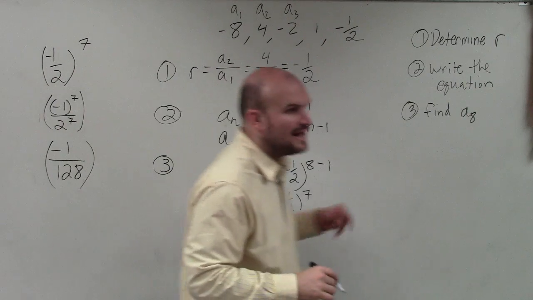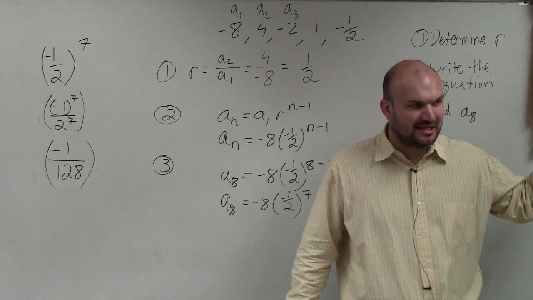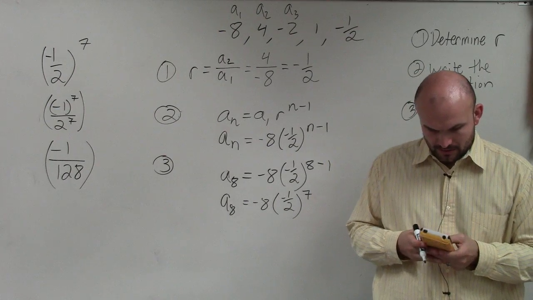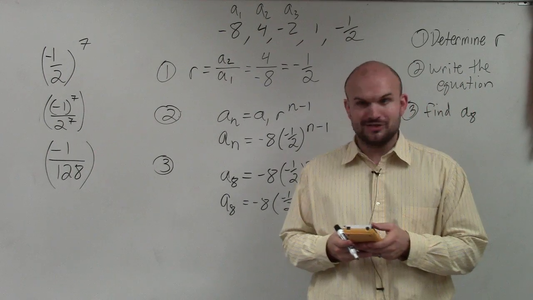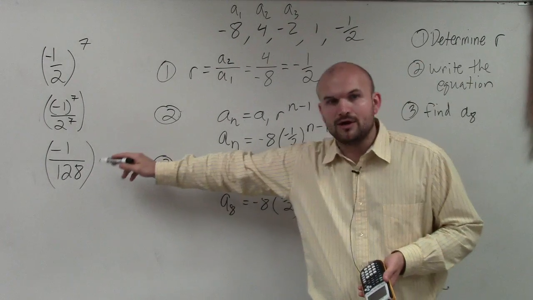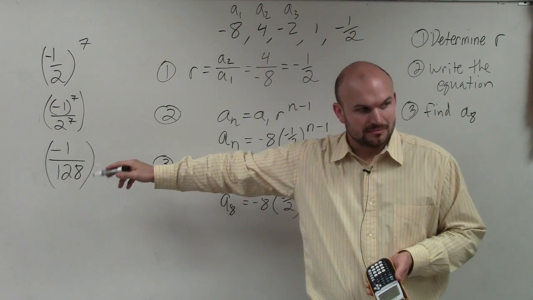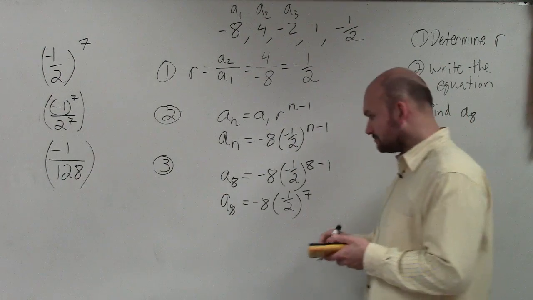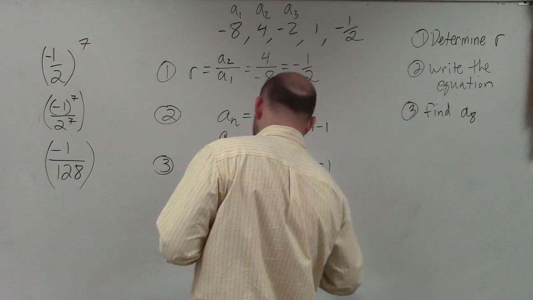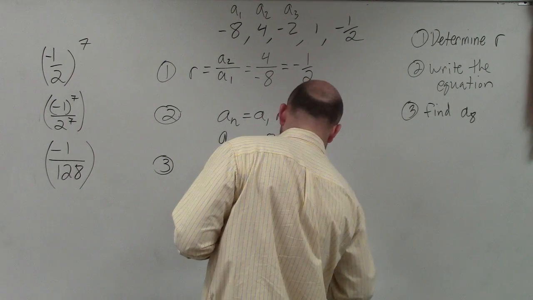So -1/2 raised to the 7th, instead of it being some crazy decimal, because if I do that as a decimal, it's 0.0078125. It's like, why would you want to write down that decimal when you can just write -1 over 128? So therefore, I have a sub 8 equals -8 times -1 over 128.